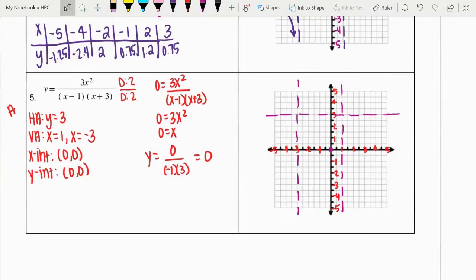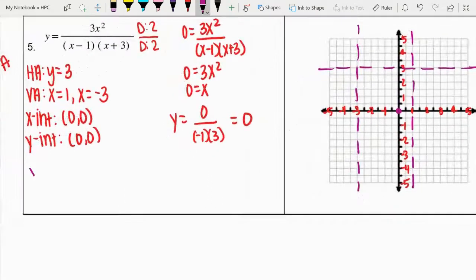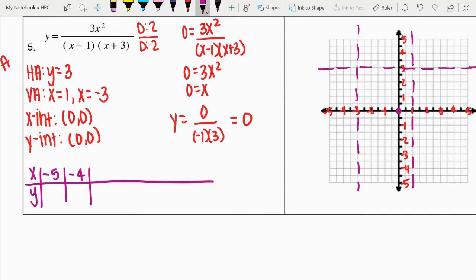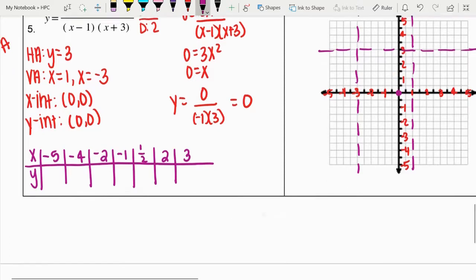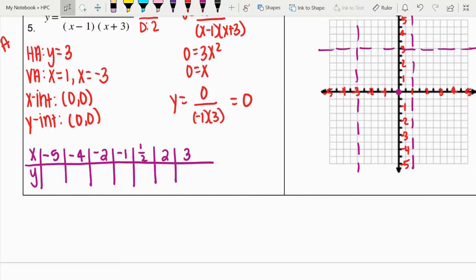So let's go ahead and make a chart to test some values. So I'll have my X, my Y, and I'm going to be testing -5, -4, -2, -1, 2, oops, I'm actually going to do 1/2 in here first, and then 2 and 3. And I'm choosing to do 1/2 because we know at 0, we're at 0, 0, but I'm not sure what's going to be happening in between 0 and our asymptote at 1. So go ahead, pause the video, substitute in your values, and then check your answers.